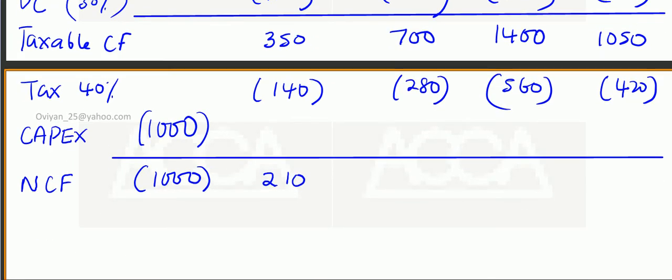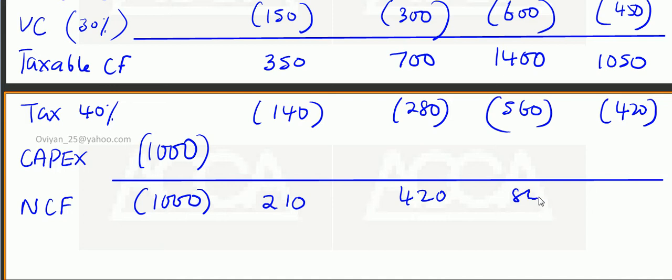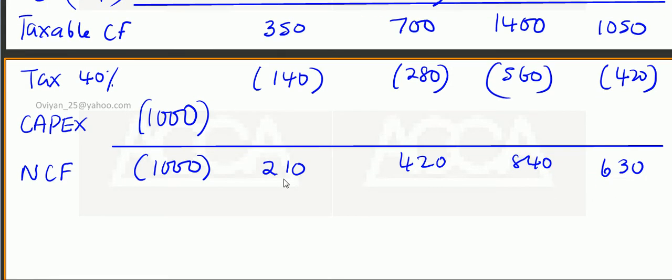Minus of 140 is going to be 210. This is going to be 420. This is going to be 840. Minusing it off, you're going to get 630. Okay, you're done the first step.